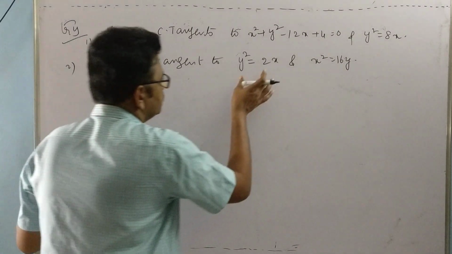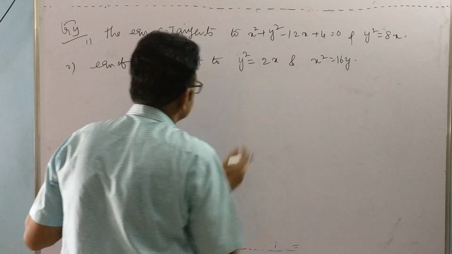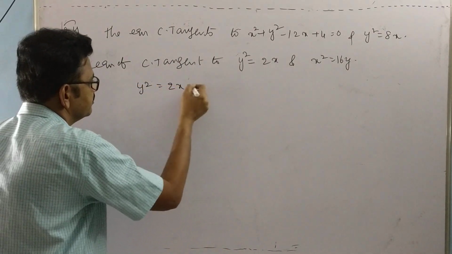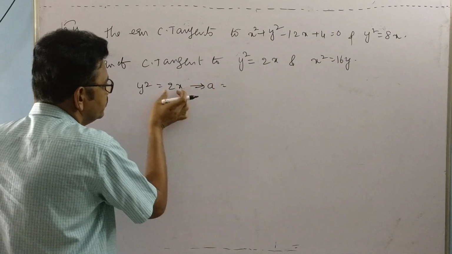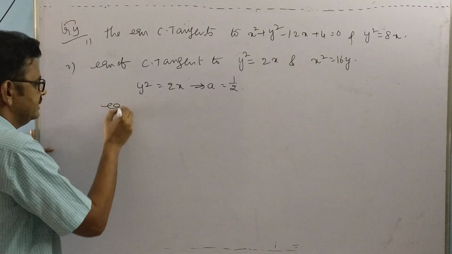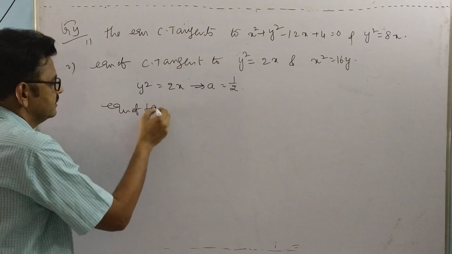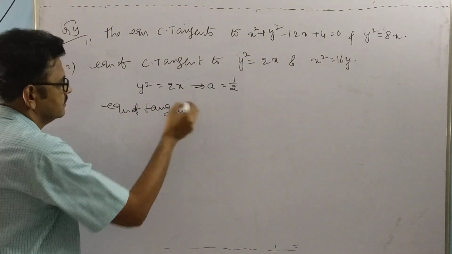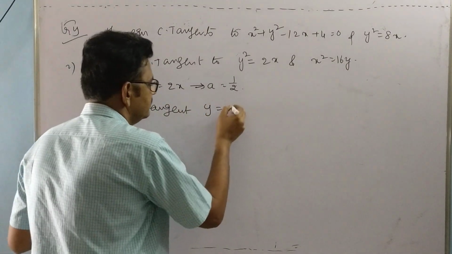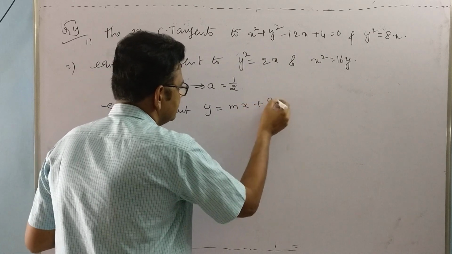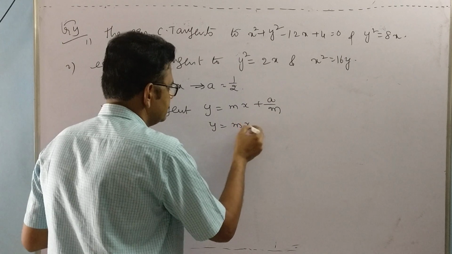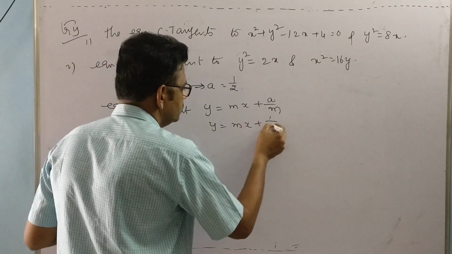So for this parabola, y square is equal to 2x, implies 4a equal to 2, a is 1 by 2. So equation of tangent is y is equal to mx plus a by m. That is y is equal to mx plus 1 by 2m, where a is 1 by 2.